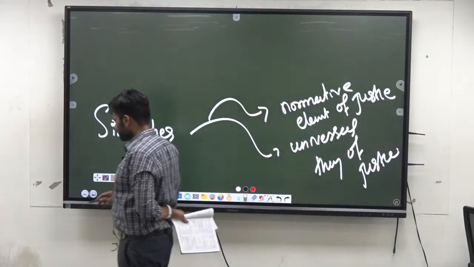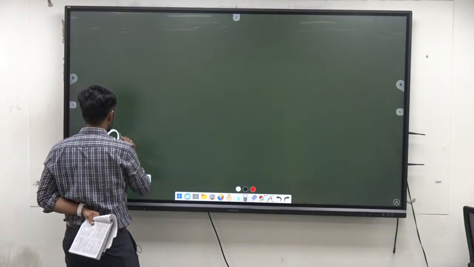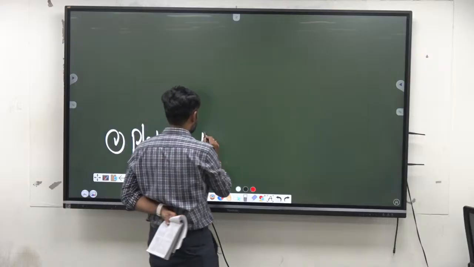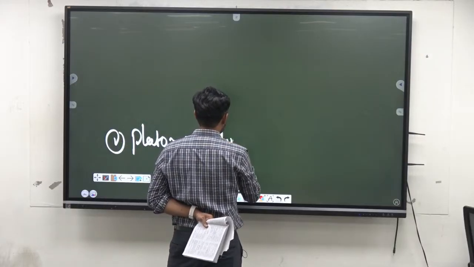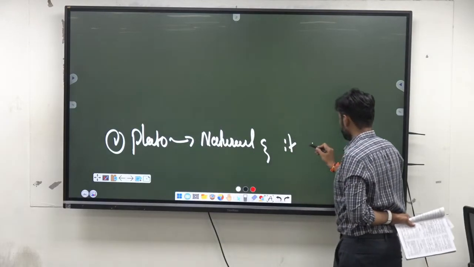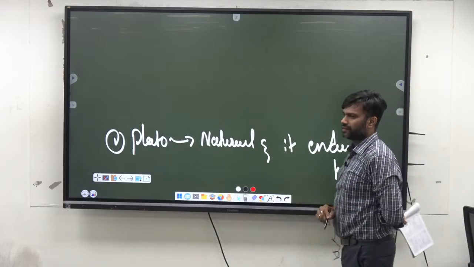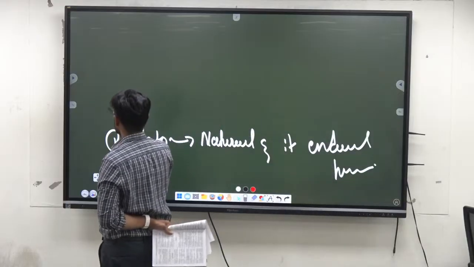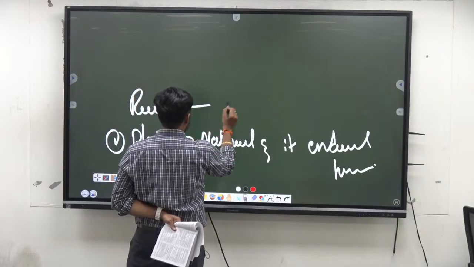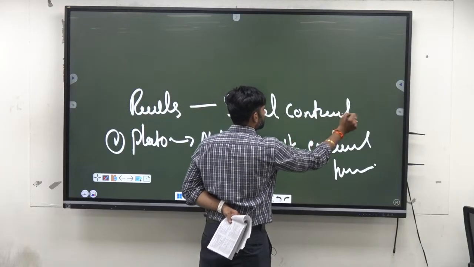However, there are a lot of differences also. One, I write: Plato describes justice as natural and endowed in the human mind, and he says it is not a contract. Whereas in Rawls, the core component of his idea of justice is based on a social contract.